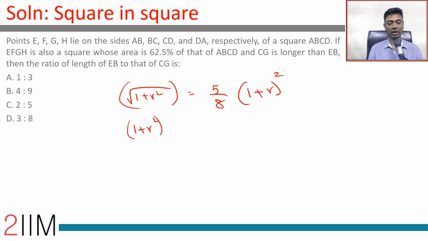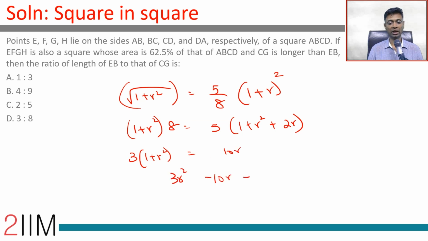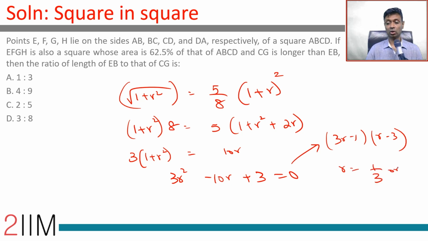1 plus R square into 8 is 5 times 1 plus R square plus 2R. So 8 times 1 plus R square, 5 times 1 plus R square. 3 times 1 plus R square equals 10R. 3R square minus 10R plus 3 equal to 0. This is 3R minus 1 into R minus 3. R is either 1/3 or 3. We know that EB is less than CG. EB to CG cannot be 3:1, it is 1:3.